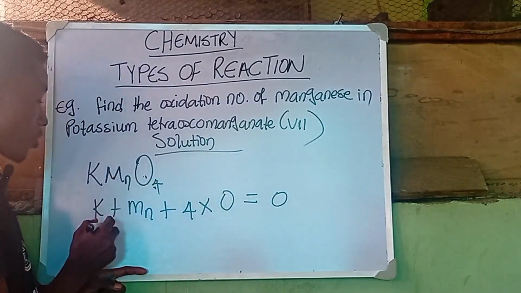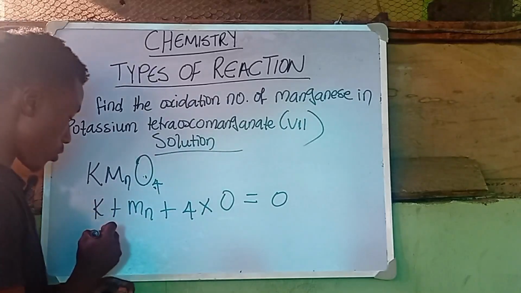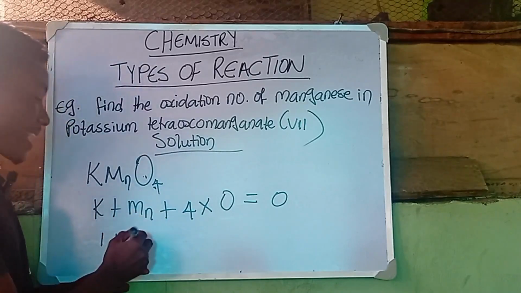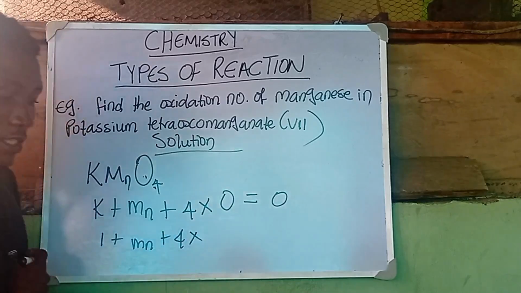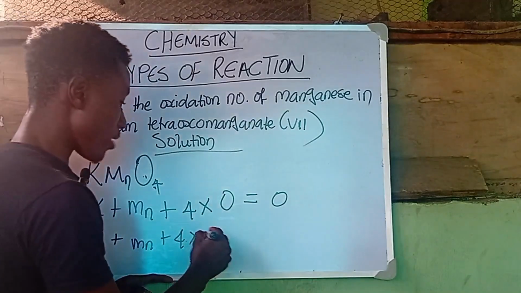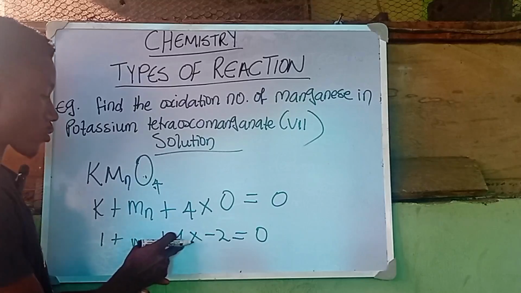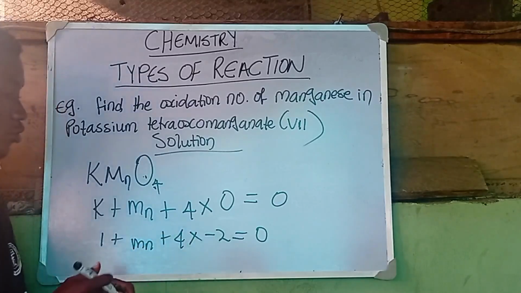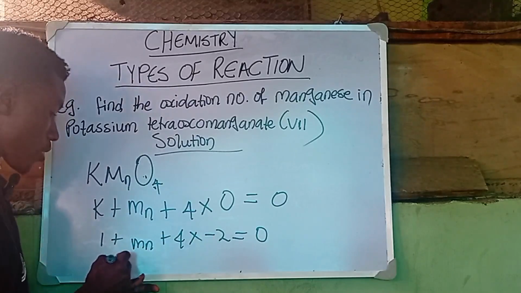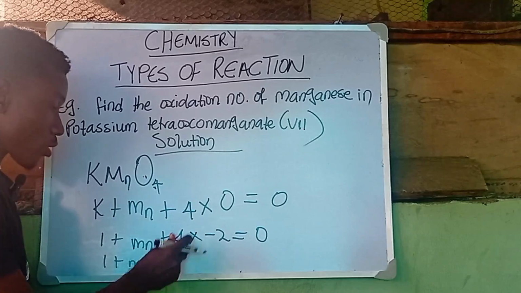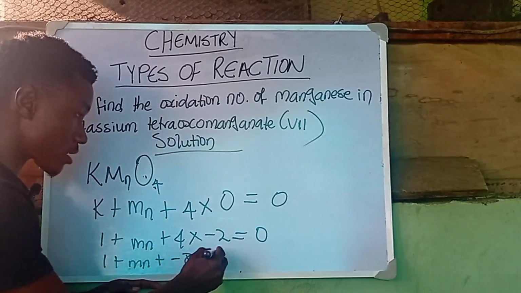So what is the oxidation number of potassium? It is 1, plus manganese, which we are looking for, plus 4 times the oxidation number of oxygen, which is minus 2. So we say 1 plus Mn plus 4 times minus 2. We already know that 4 times 2 is 8, so 4 times minus 2 is minus 8.